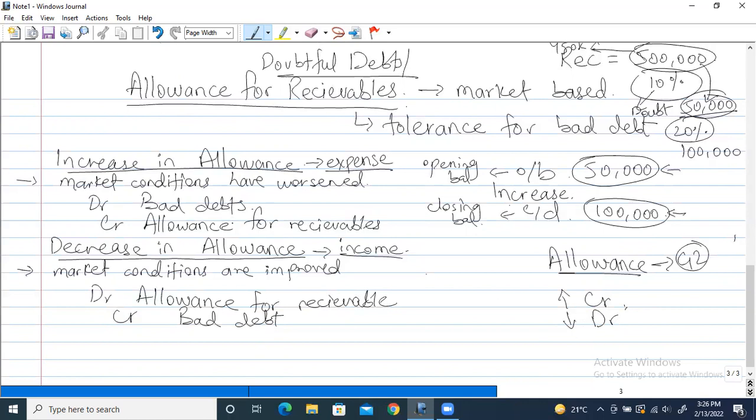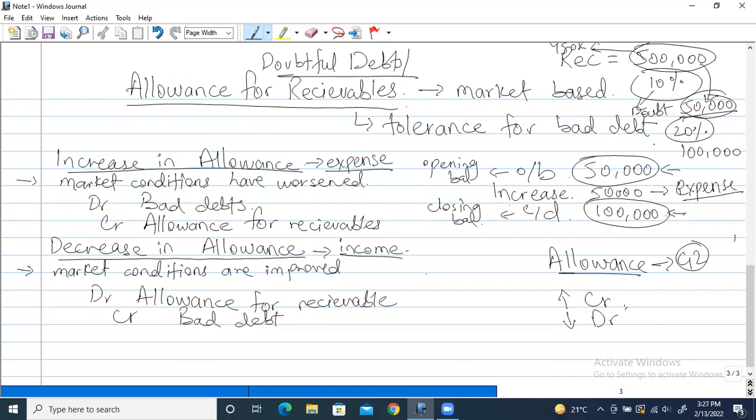So the increase is credit and the decrease is debit, just like a liability or capital. Okay. So the increase between them is $50,000. This movement will be written as an expense in the financial statement because this is an increase.